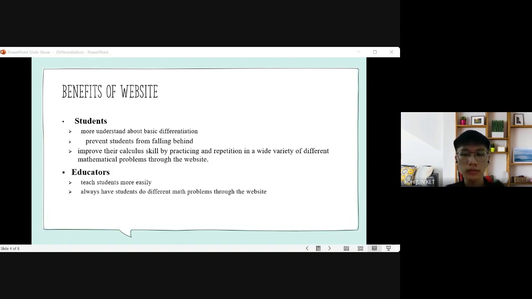In addition to this, educators can teach students more easily because educators can use the features on the website to teach students and prevent them from falling behind. In addition, educators can always have students do different math problems through the website so that students can practice logic and thinking skills or learn key skills from time to time. And that's all about the benefits.